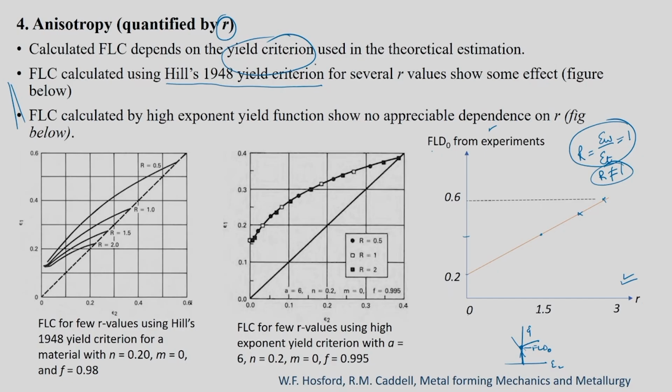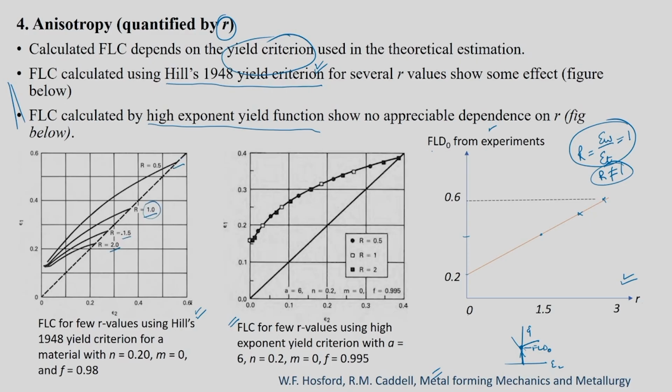If you use this type of yield function, then it will have some effect. I have given that here from this particular book; it is discussed more there, you can look into it. And instead of Hill's 1948, if you use a higher exponent yield function, then the effect on the forming limit curve is different. That is given in this second diagram. You will see forming limit curves for a few R values: R is 2, 1.5, and 1, so this is isotropic. You reduce it and then you increase it.